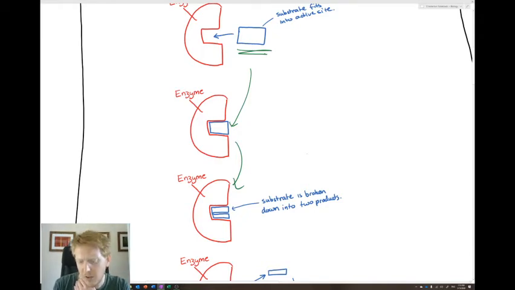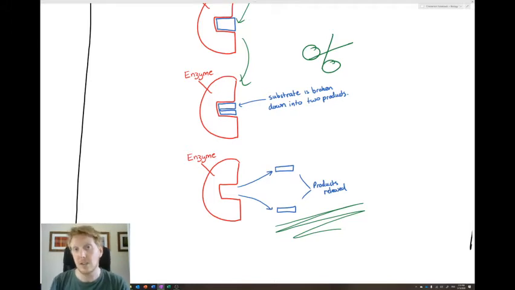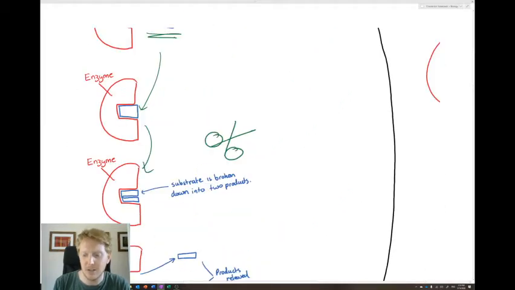And these are almost a little bit like, excuse my bad drawing here, almost like a chemical pair of scissors, right? They cut down the substrate into the smaller components, in this case into two products. And it will then release those products that it's broken down. So it's broken down the substrate into two products and then released them. And this is really useful in things like digestive enzymes, because it will mean that our body can then absorb those sugars or amino acids into our bloodstream.